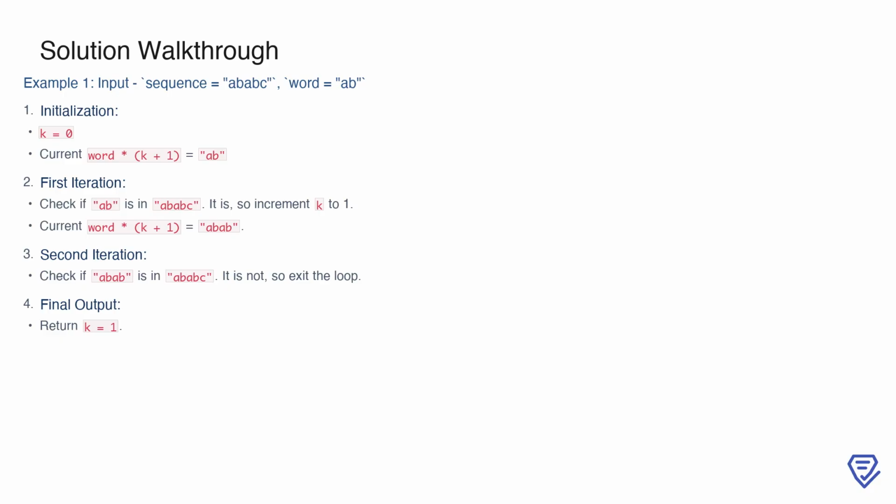Now, the next repetition we check is "abab", calculated as word * (k+1). This time, "abab" is not found in the sequence, so we exit the loop. The final value of k is 1, which means the maximum number of times "ab" can repeat consecutively in the sequence is 1, and that's our output.